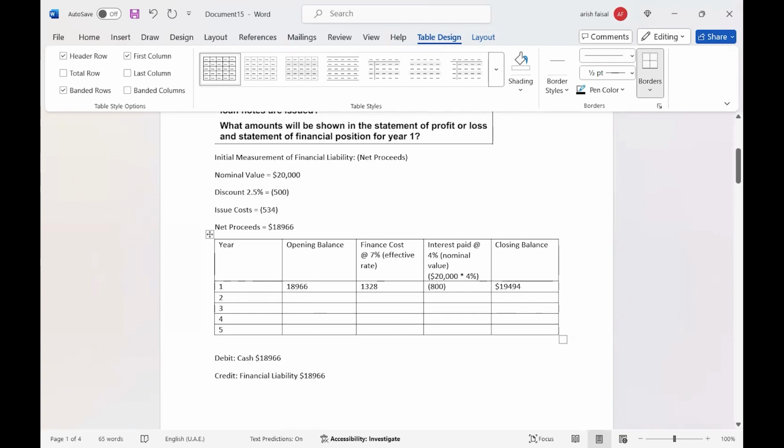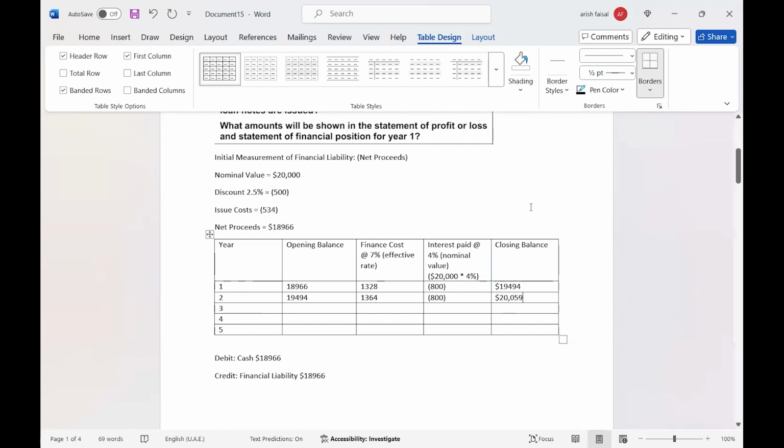Likewise, we can do it for the next year also. It's going to start at 19494. And then again, you're going to apply 7% on that, which will give you 1364. That's the second year finance cost. Again, there would be a payment of 800. And then you will get your closing balance: 19494, then you add 7% and then minus 800. So it will give you 20,059.